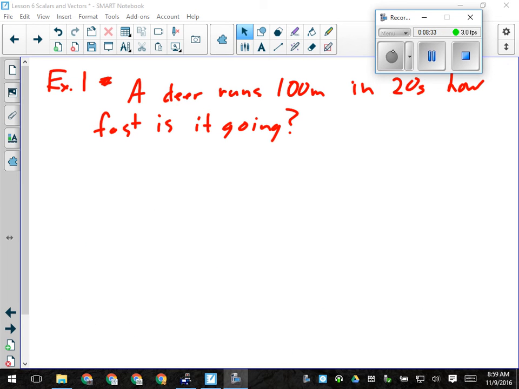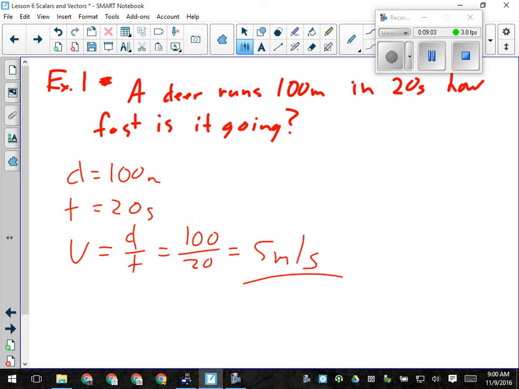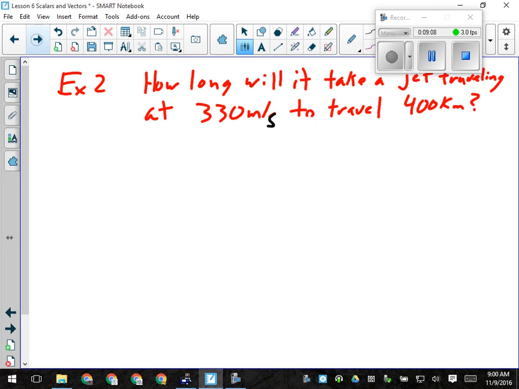Before you get started on that, I just want to quickly run through a couple more quick, easy examples. A deer runs 100 meters in 20 seconds. How fast is it going? Is that about as easy as they get? Do I have to manipulate the formula? No, I'm given distance and time and asked to find speed. So our distance is 100 meters, the time is 20 seconds, and we're looking for v. Well, v equals d over t. 100 divided by 20 gives us 5 meters per second. Everybody all right with that? Easy peasy on that one.